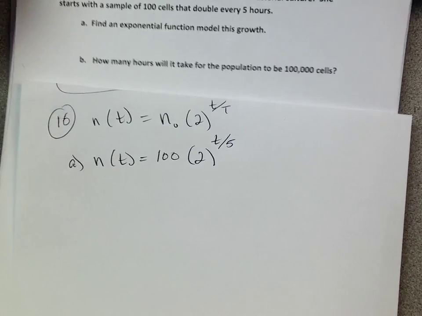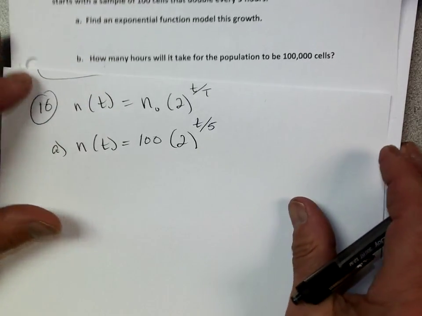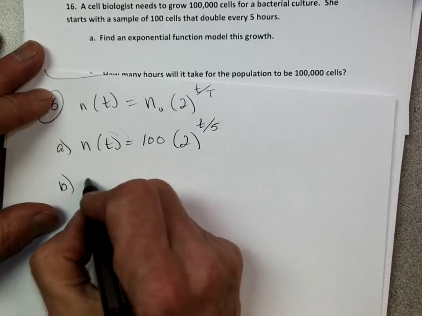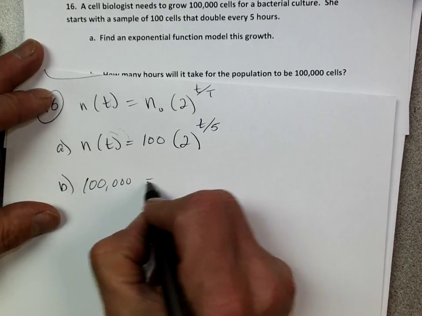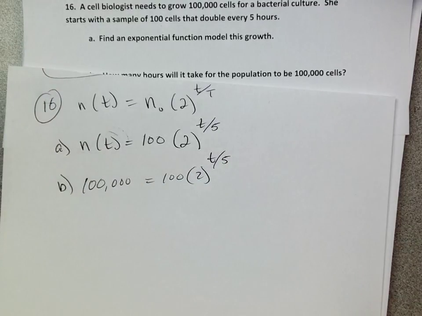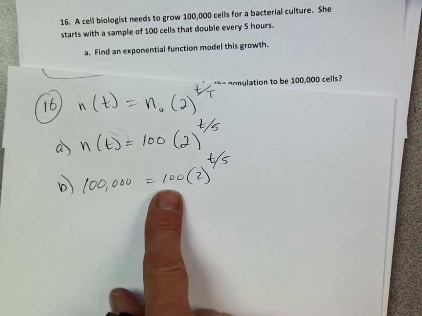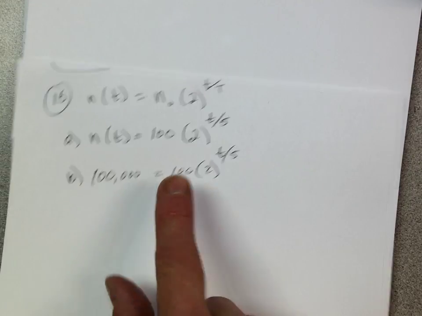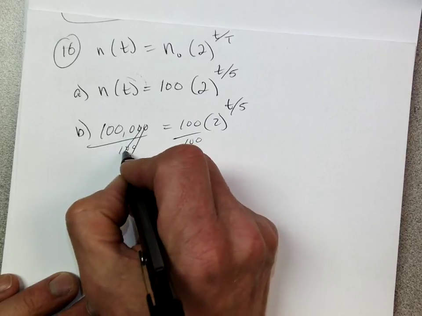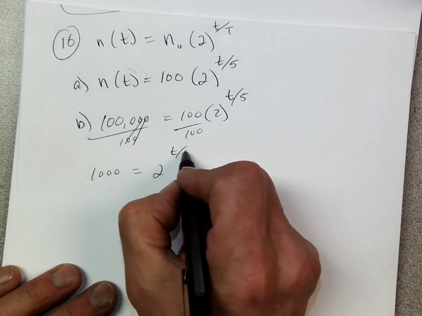So on part B, it says, all right, how many hours will it take for the population to be 100,000 cells? Well, that's my number over time. So on B, we'll set it equal to 100,000 and we'll solve for t. Now I'm eventually going to need to take a logarithm because I'm going to eventually need to bring this down. But before I do that, let's divide by 100. Get rid of that. Divide by 100. Cancel. Cancel. So we get 1,000 equals 2 to the t over 5, okay?